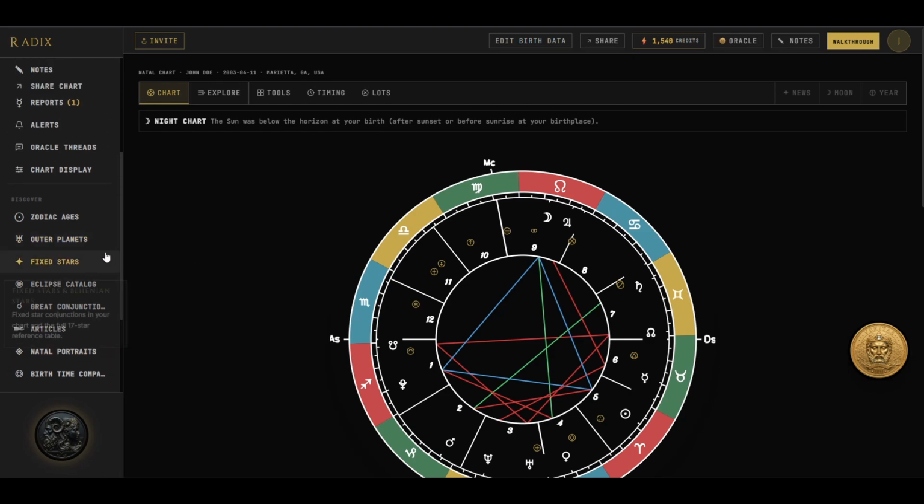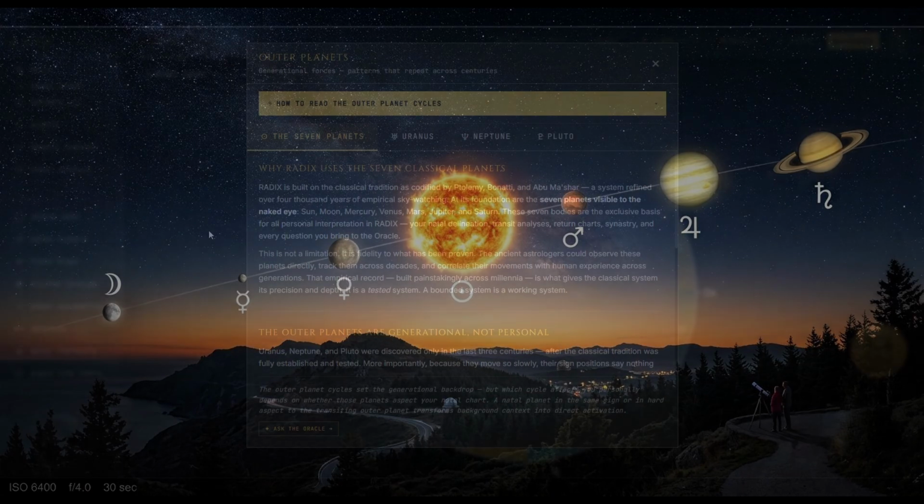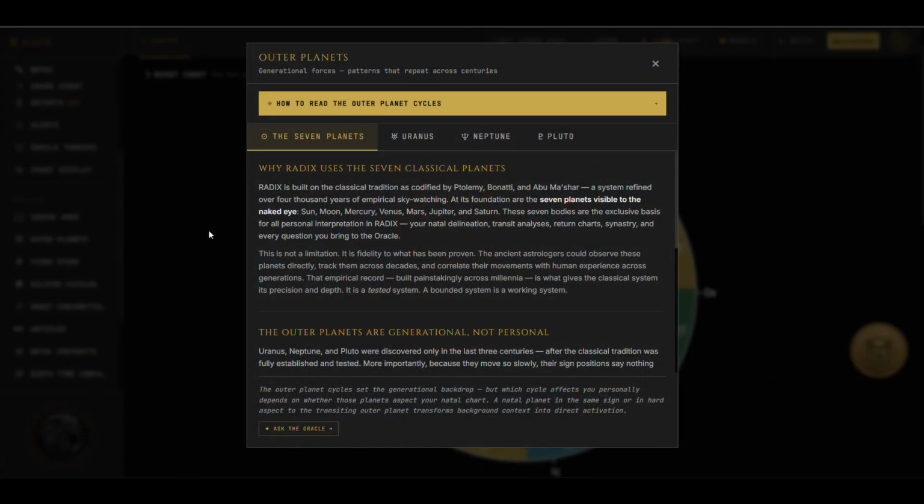You may have noticed that throughout this entire series, we've worked exclusively with the classical 7 planets. The Sun, the Moon, Mercury, Venus, Mars, Jupiter, and Saturn. No Uranus, no Neptune, no Pluto. And you might reasonably be wondering, does RADIX ignore the outer planets entirely? Is this just an oversight or a philosophical position? It's a deliberate design decision.